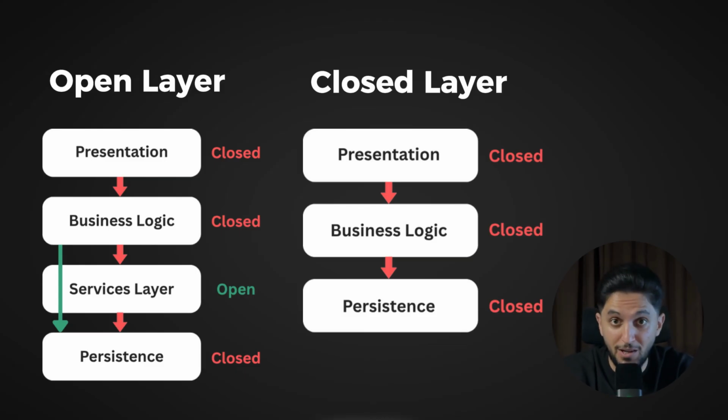And that's where open layers come in. By making the service layer open, you allow the business layer to bypass it and directly communicate with the persistence layer when needed, while still being able to access the shared service layer if necessary.